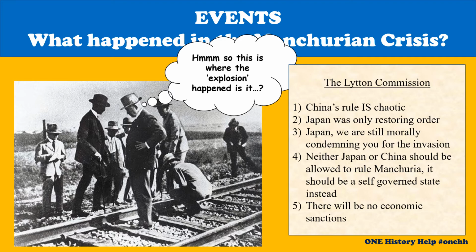The decision about what should happen to Manchuria was merely a suggestion. It wasn't a direct instruction saying this is exactly what is going to happen. It was a suggestion. The suggestion they made was that neither Japan nor China should be allowed to rule Manchuria, and instead it should be its own self-governed state. That's what the Lytton Commission decided. In terms of punishments, as well as using their moral condemnation, the Lytton Commission decided that there would be no economic sanctions placed on Japan. That's what they essentially decided when the commission went over there. And again, it took them a year to come to this conclusion.